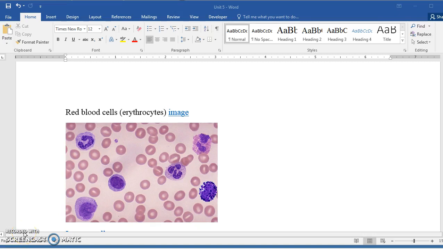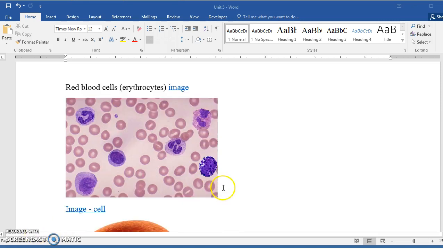This is a screen capture video for Unit 5.3, continuing with connective tissue and specifically with blood. I was just getting ready to show the red blood cells when I ended the other video, and I have an image of red blood cells here. This is through the microscope, greatly magnified and enlarged.